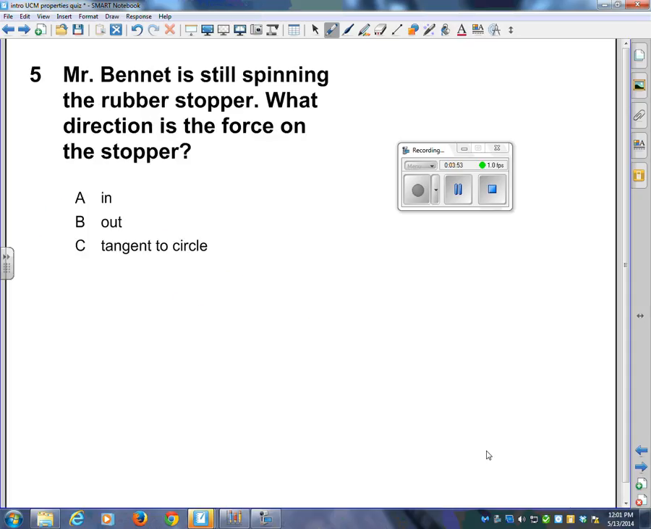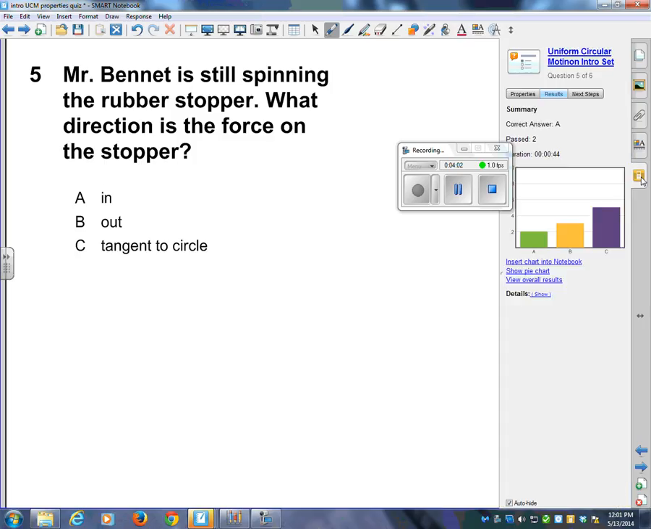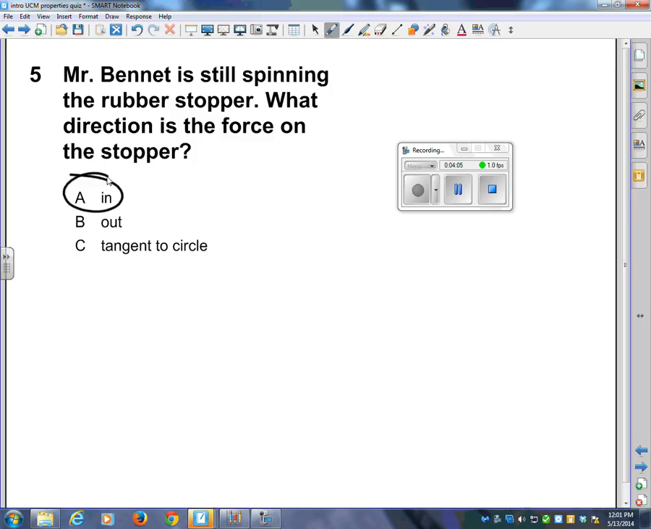Mr. Bennett is still spinning the rubber stopper. What direction is the force on the stopper? Is it in, is it out, or tangent to the circle? Incorrect, my friend. It's in. And the string is pulling it in.